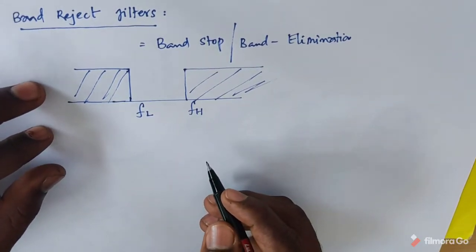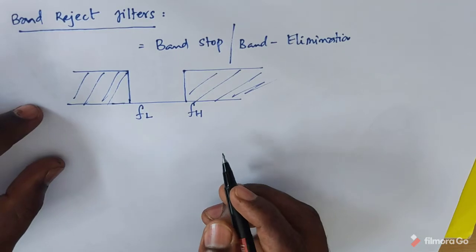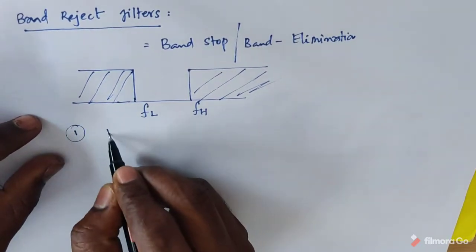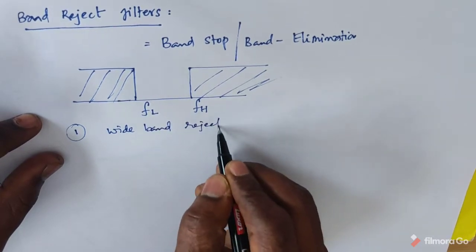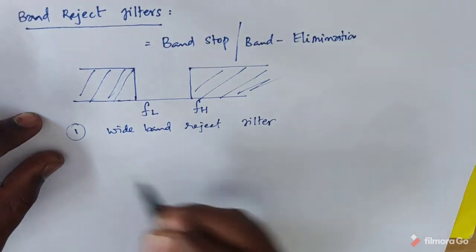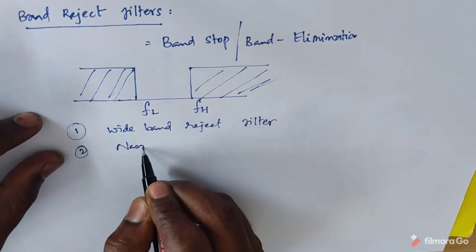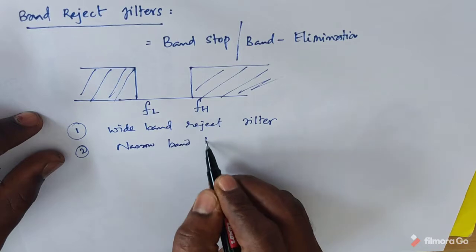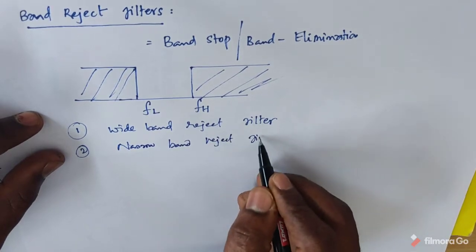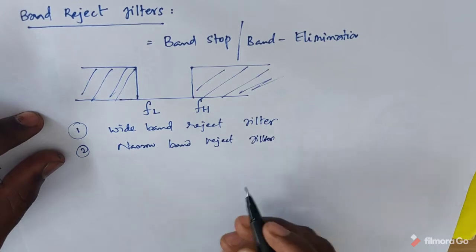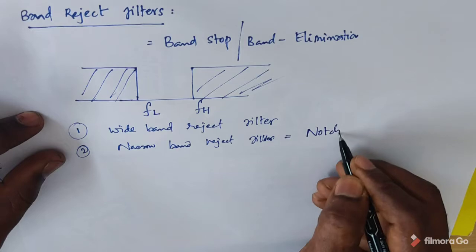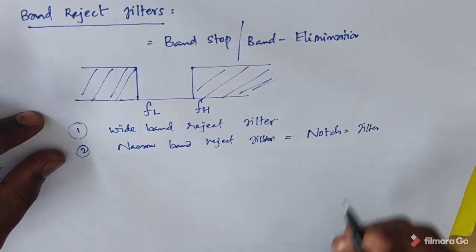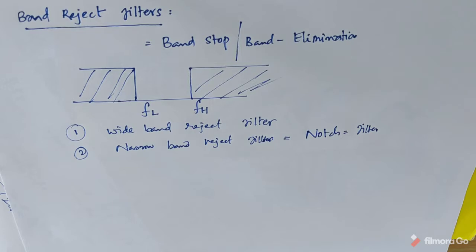Okay, so band reject filter can also be classified as wide band reject filter and another one is narrow band reject filter. Narrow band reject filter is also called a notch filter. So this is the actual introduction to the band reject filter.